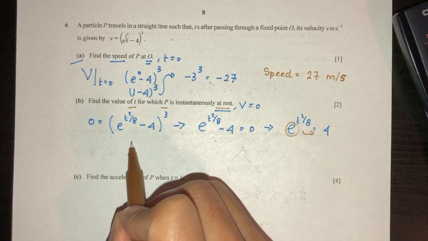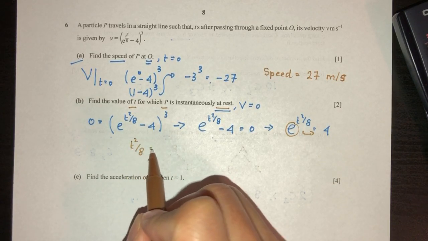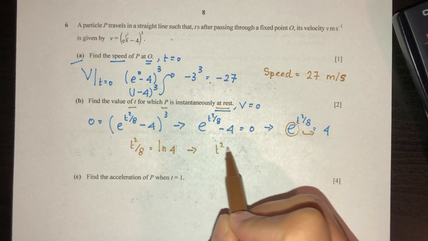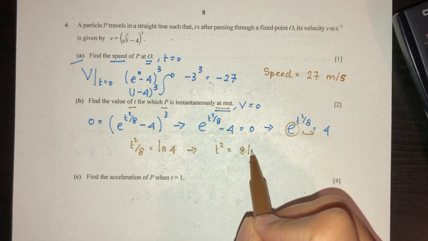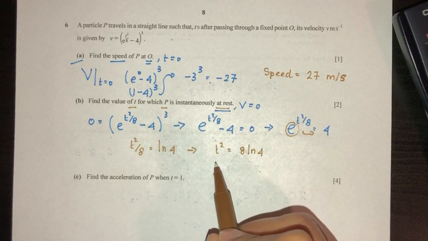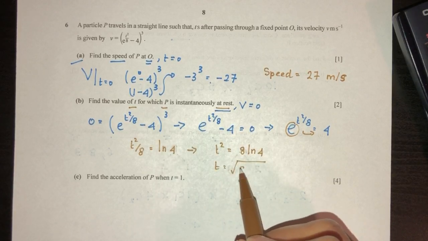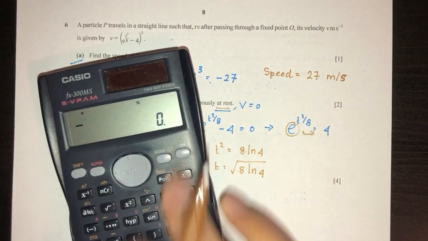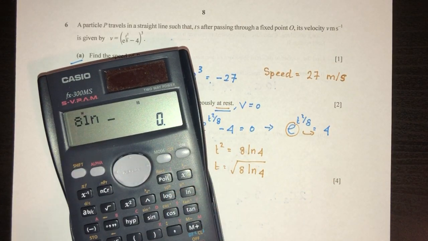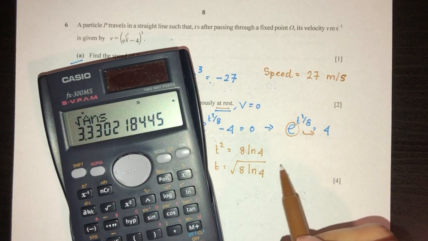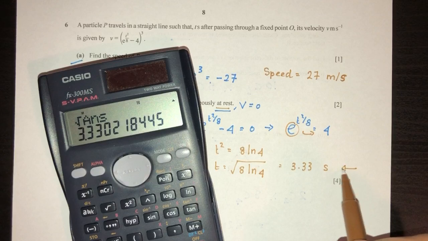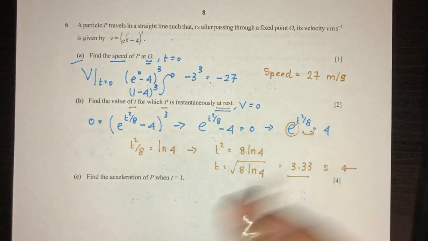Now we can send this over here. You will have t squared over 8 is equal to ln of 4, which in turn will be t squared is equal to 8 ln 4. So t has to be the root of 8 ln 4. We cannot take a negative value here because t is time. Time can only be positive. So the square root of 8 ln 4 will be 3.33 seconds. That is your answer for part B.